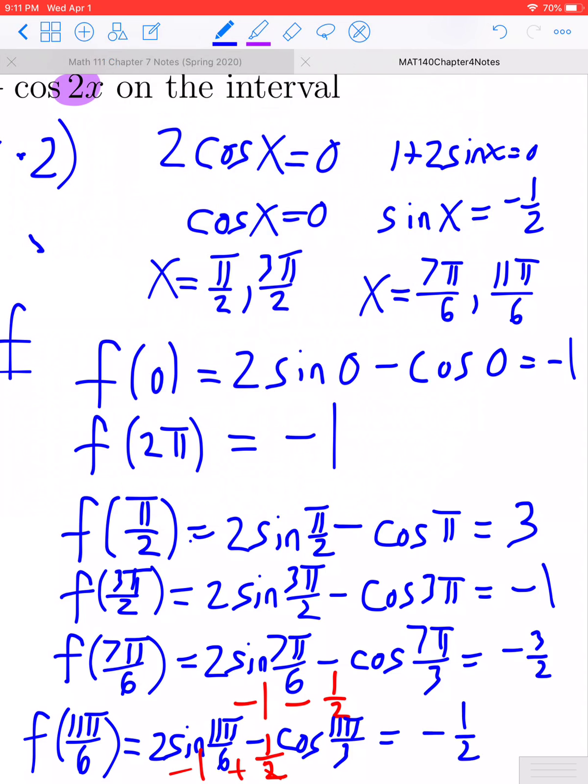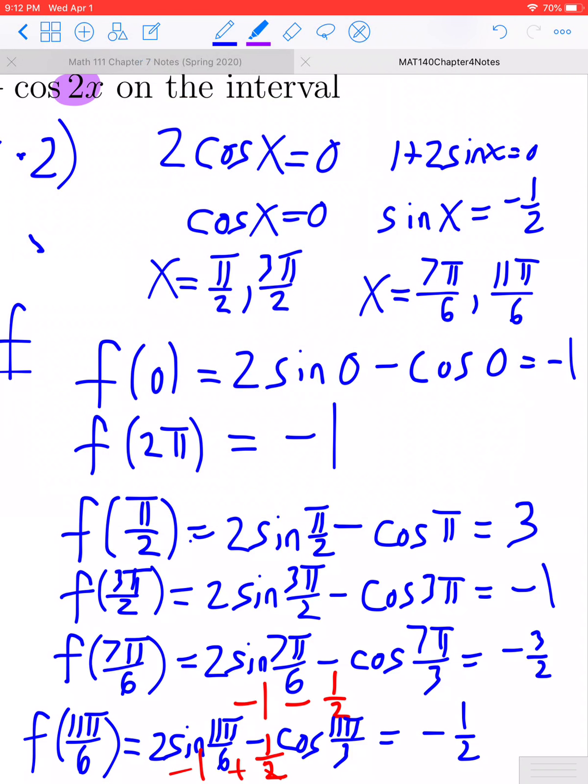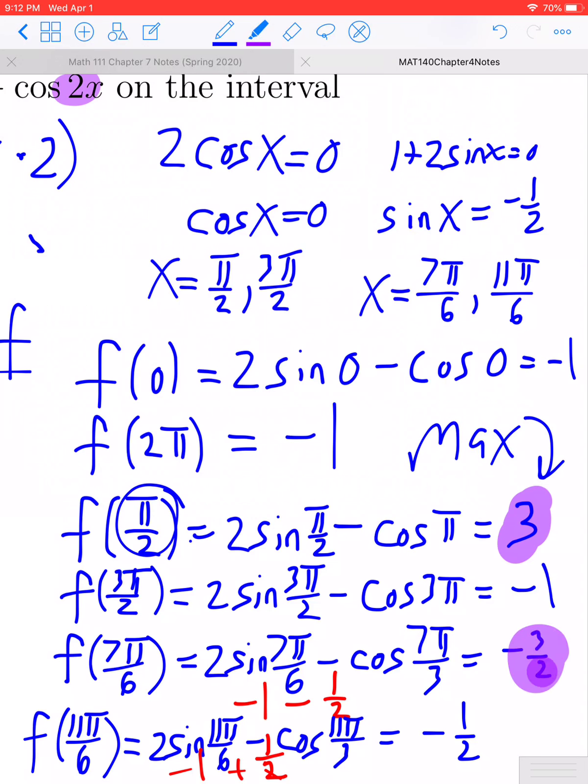So we've evaluated the function at the endpoints. We've evaluated it at the critical numbers inside the interval. When we do so, we see that of all of those values we got, the maximum value was 3. So that's our max, and that occurs when x is pi over 2. The smallest output we got was negative 3 halves. That's our min, and that occurred when x is 7 pi over 6.